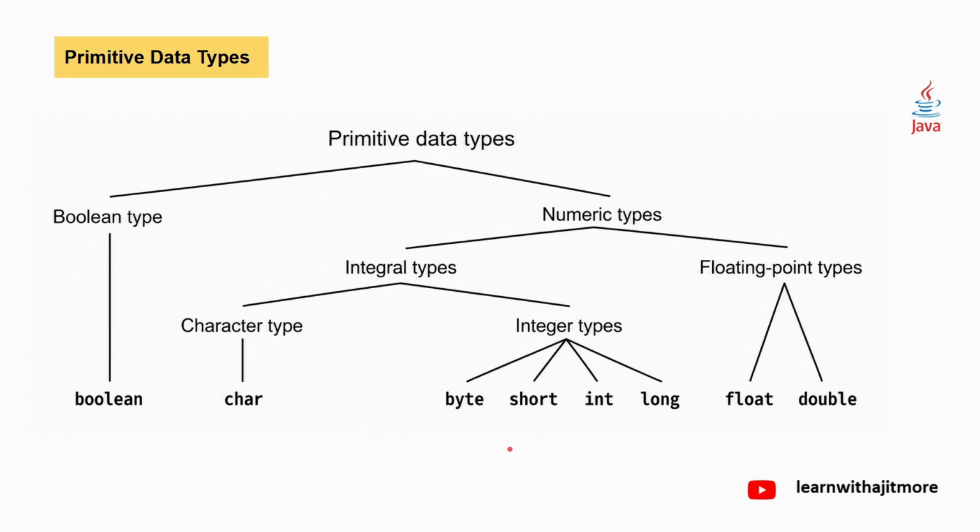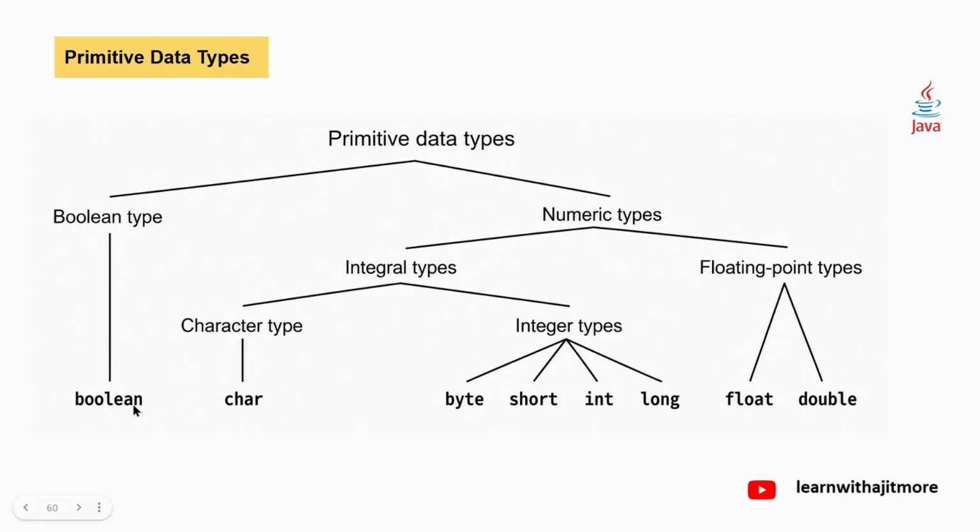Now we'll see what is the difference between signed and unsigned. When we say it is signed, whatever its capacity is, half will be positive and half will be negative. And if it is unsigned, then in that whole capacity, everything is positive. Okay, I hope that is clear.